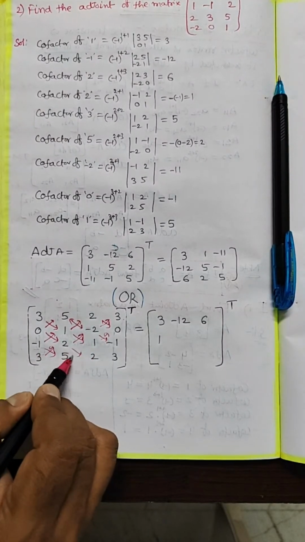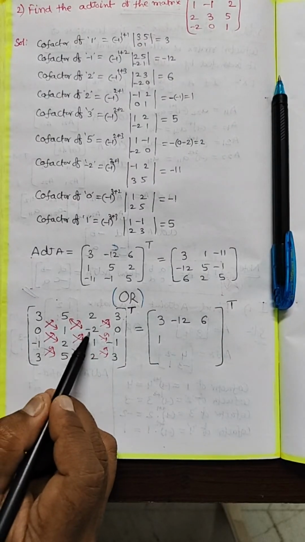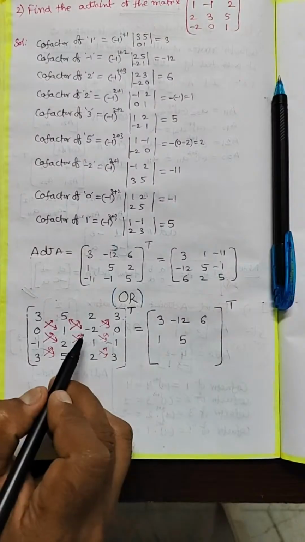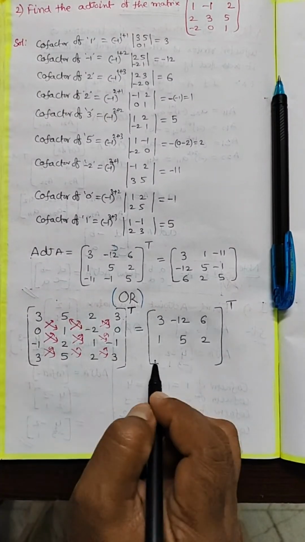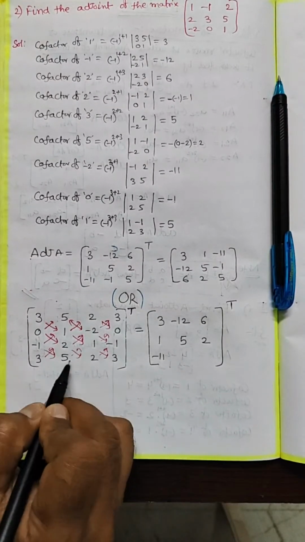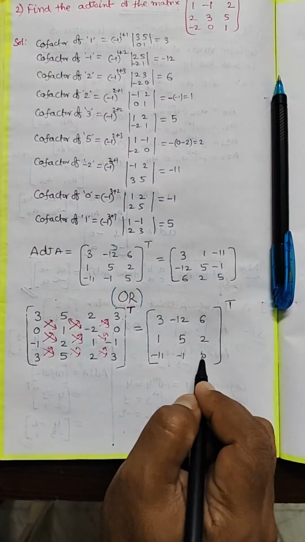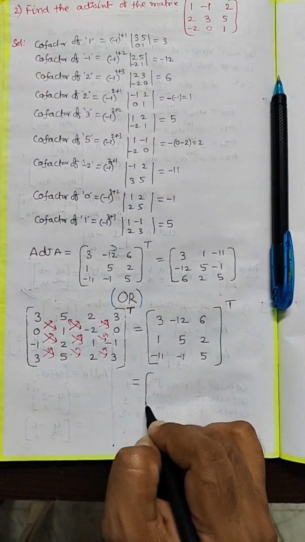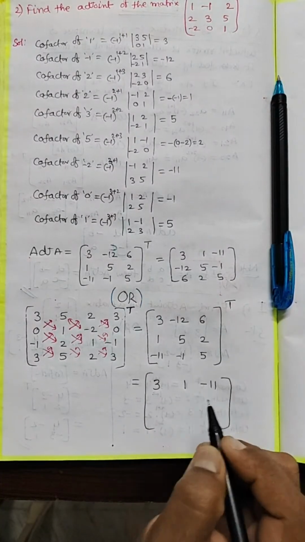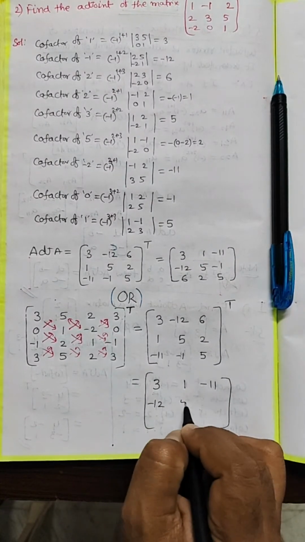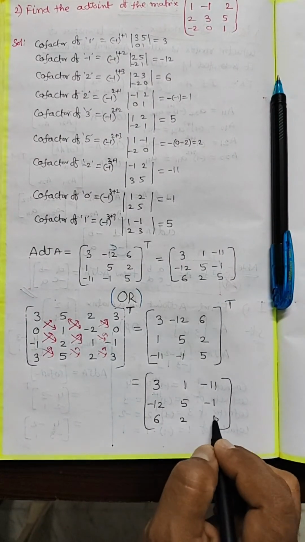I'm writing like this. 1 minus of minus 4, 1 plus 4, 5. 2 minus 0. Minus 5 minus 6, minus 11. 4 minus 5, minus 1. 3 minus of minus 2, 3 plus 2, 5. The transpose of this matrix: 3, 1, minus 11, minus 12, 5, minus 1, 6, 2, 5.